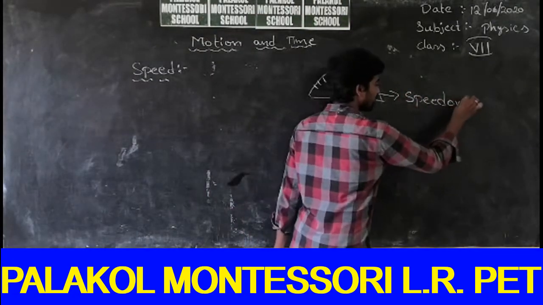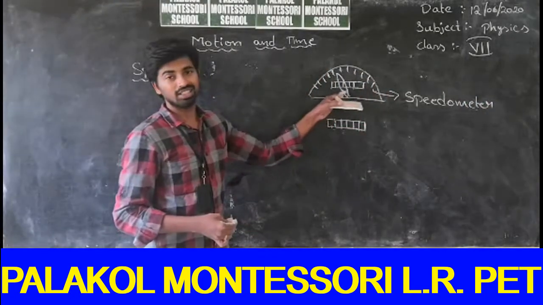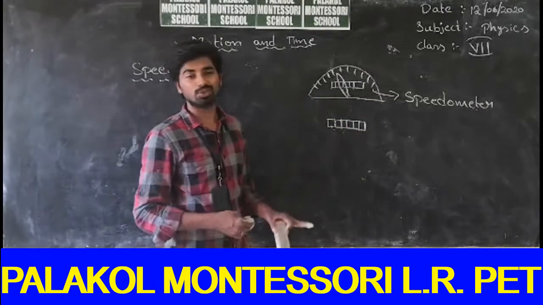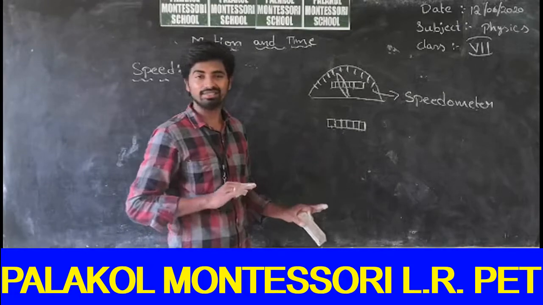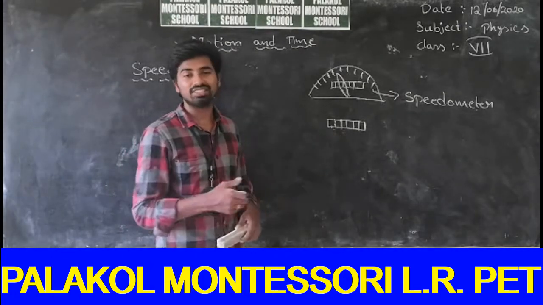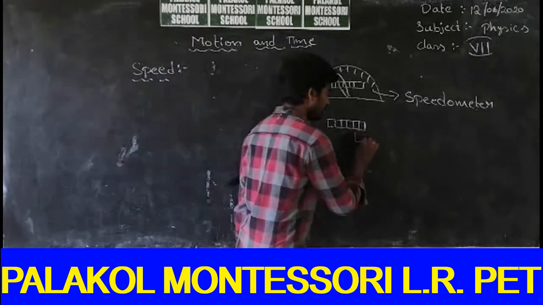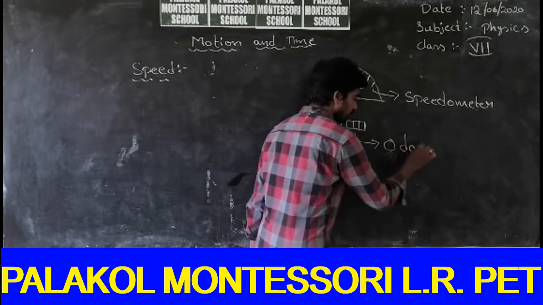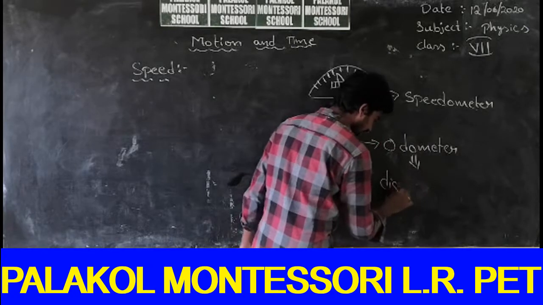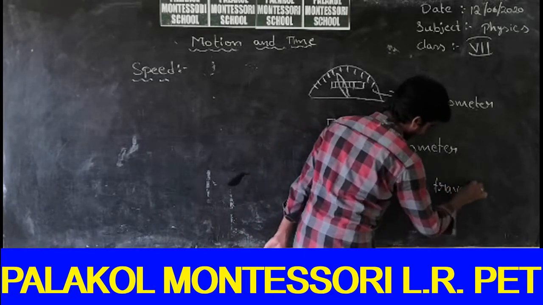This meter is called a speedometer. You can find the speed of your vehicle with this meter. The digits shown here indicate the distance traveled by the vehicle. To find the total distance the vehicle has traveled, you can obtain it from this one. This is called the odometer. It gives the distance traveled by the vehicle.